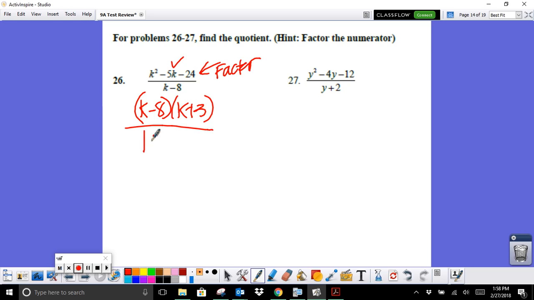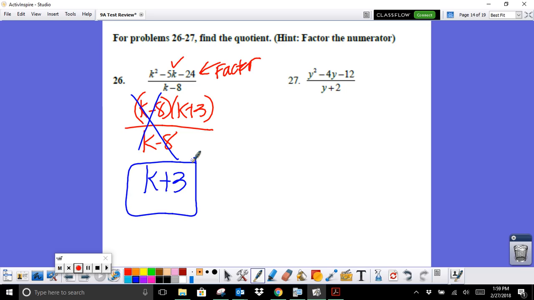And I'm dividing by k minus 8. And what you notice here is that those k minus 8s are going to cancel. And so I am left with k plus 3. But you have to know how to factor the top.